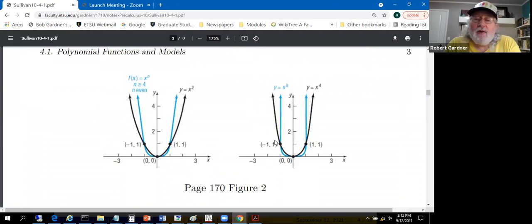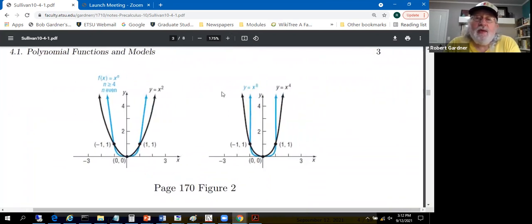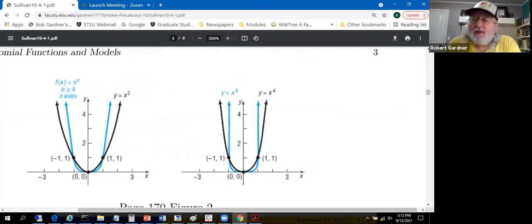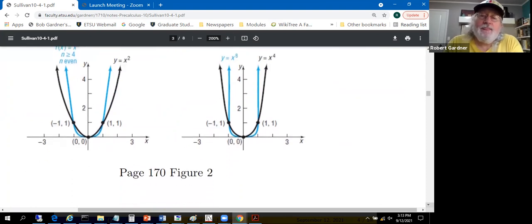Here, they're comparing x to the 4th and x to the 8th. So we magnify quite a bit because we're looking for some pretty subtle details here. So this is x to the 4th. Here in black on the left-hand side, we had y equals x squared. Over here, we've got y equals x to the 4th. This is a different shape from the black curve over here, right? It's the same scale. Yeah, it's pretty subtle.